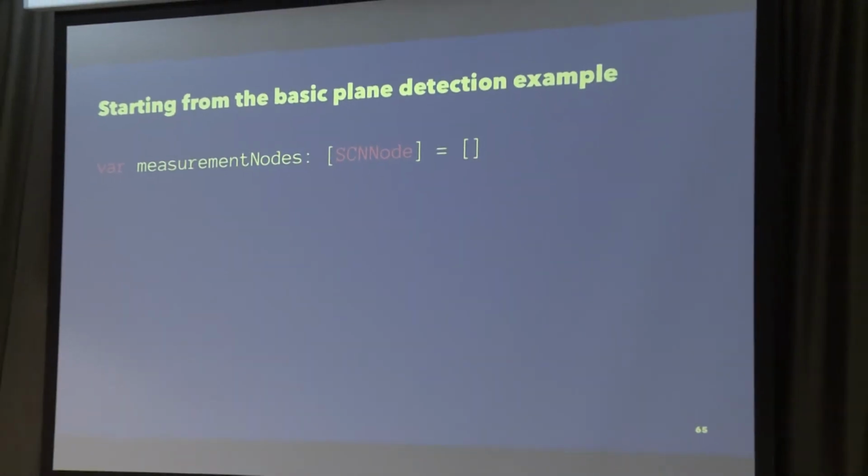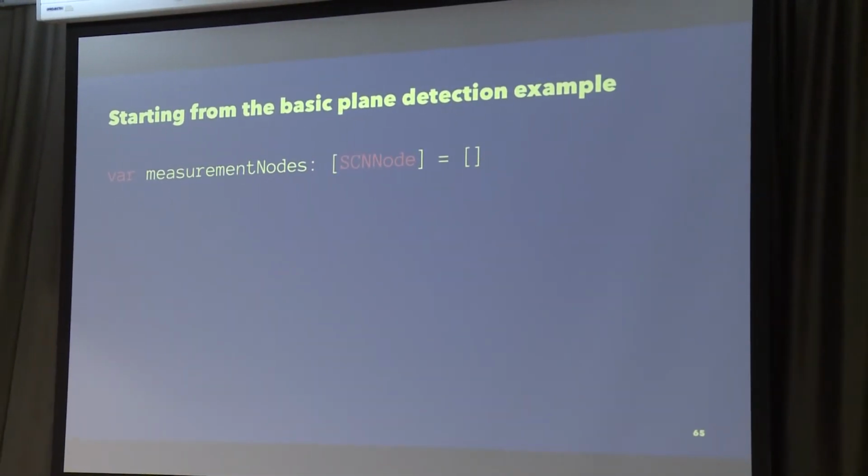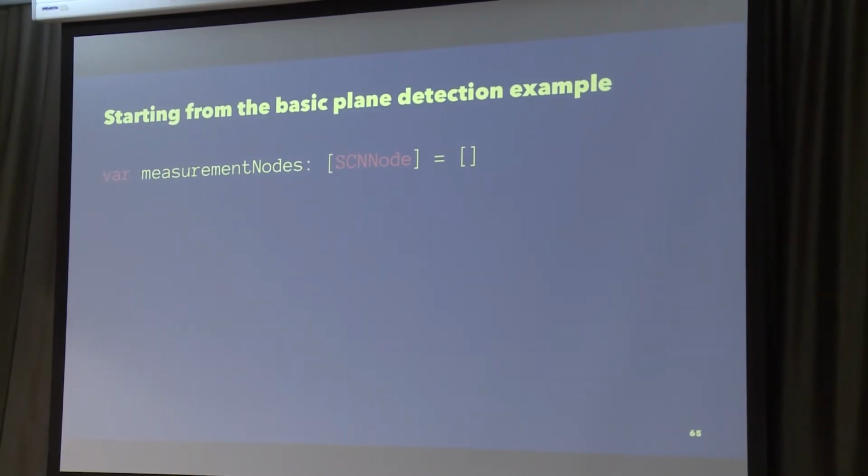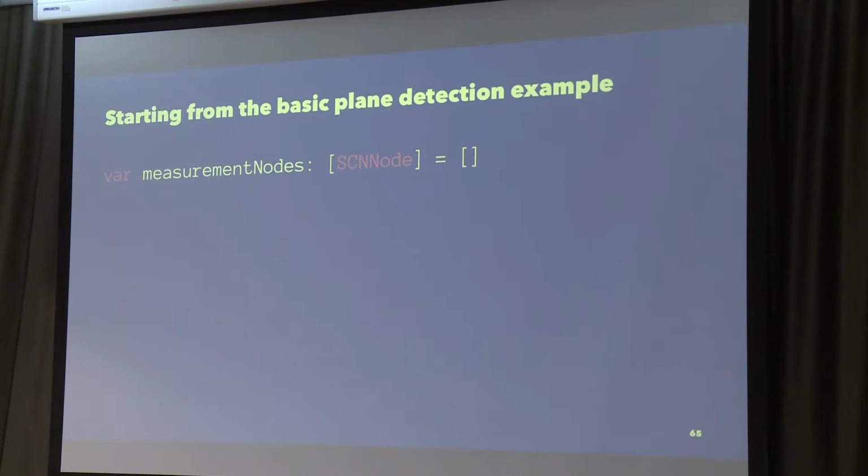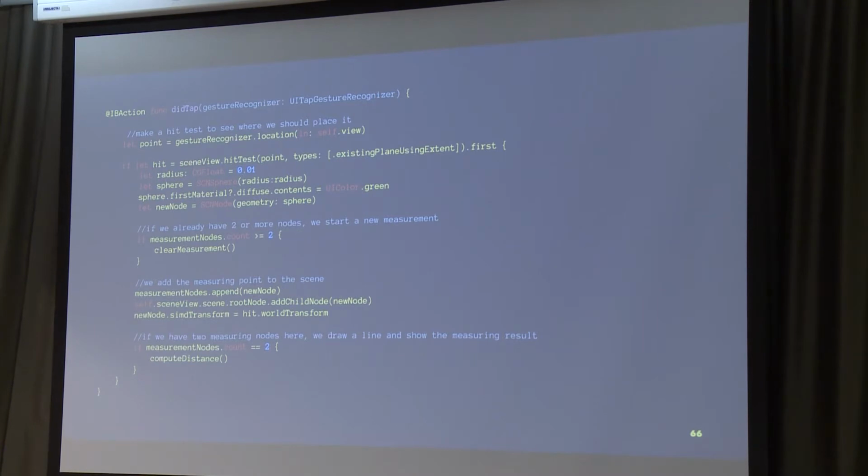So we're going to start with the basic plane detection example. No more lamp adding and tap gesture recognizer, pan gesture recognizer yet. It's just the plane detection that we saw before. And we need to keep a reference to an array of SCNNodes. When the user taps the screen, we're going to add a sphere. He taps again, we're going to add another sphere at the point where he tapped the second time. Then we're going to compute the distance between the two spheres. And then we're going to show that distance on a label. This is more or less all the code you need for that. So I hope you can see it in the back. You can't see it on that screen, unfortunately, so I recommend looking at this one.